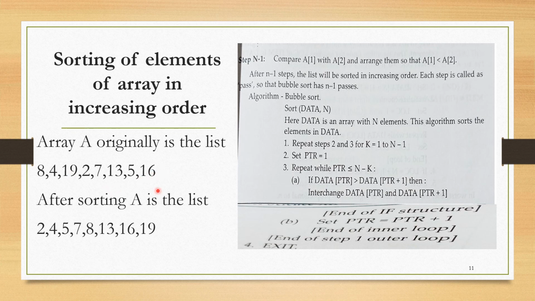When this iteration is over, this has to be done again for the balance 8 numbers. In total we had 1, 2, 3, 4, 5, 6, 7, 8 numbers, but next time it will go for 7 elements. The same way it will repeat the operations for the balance 7 elements. In that iteration, the highest number, that is 16, will come at the end. So next again it will repeat.